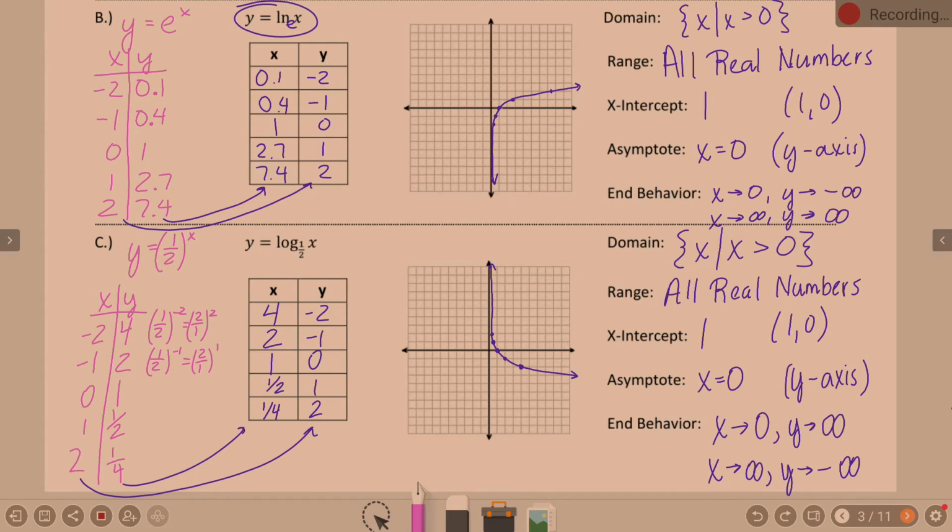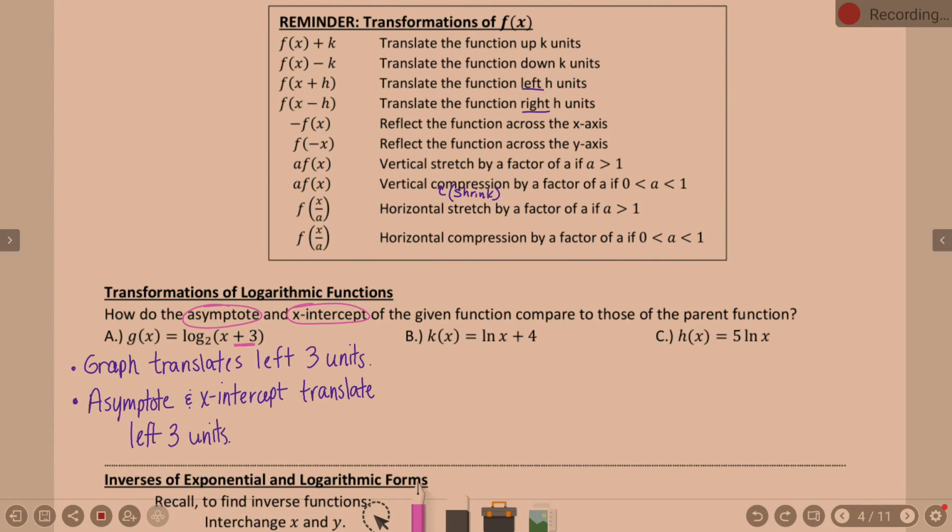Okay? So with that in mind, you'll notice what I have here, and I think I kind of wrote this idea yesterday. In general, the graph translates left 3 units. Notice when my graph is moving left or right, your asymptote and x-intercept are also going to do the same. They're going to move left or right however many units.